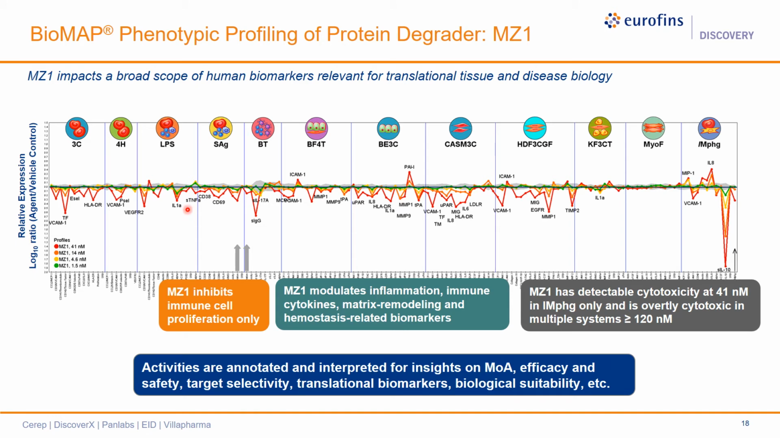Here we show the annotated and analyzed profile for the bromodomain protein degrader MZ1. This agent was profiled at several concentrations, but had detectable cytotoxicity in multiple systems at or above 120 nanomolar. At these lower concentrations, we note that MZ1 still has cytotoxicity in one system modeling macrophage activation that's relevant for innate immunity. The gray arrows indicate that MZ1 also inhibits the proliferation of T cells and B cells, but does not impact the proliferation of other adherent cell types such as endothelial cells, coronary artery smooth muscle cells, or fibroblasts.